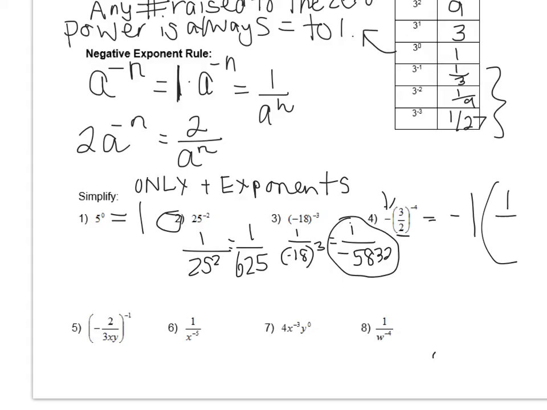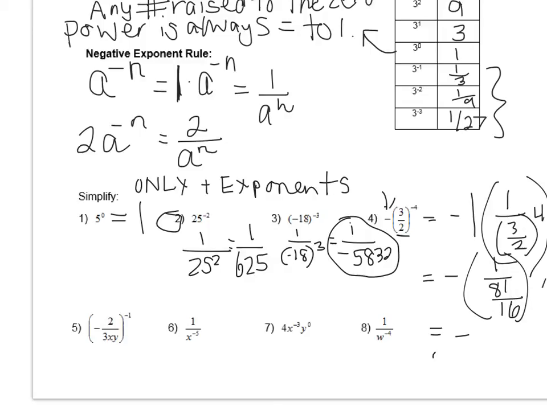So 1 over 3 halves to the 4th power. So now you have negative 1 over, well, 3 halves to the 4th power would be 3 times 3 times 3 times 3, which is 81 in the top. And 2 times 2 times 2 times 2, which is 16 in the bottom. Now, you can't leave it like this. You can't leave it as 1 over 81 over 16.